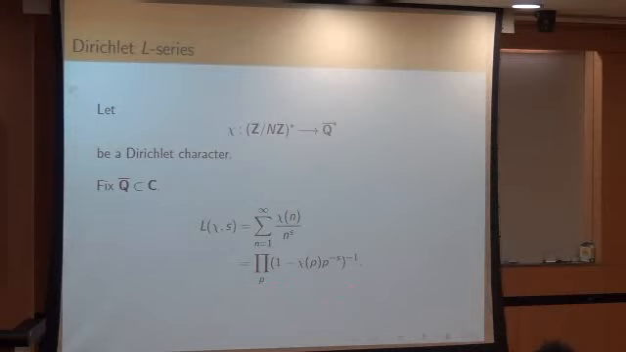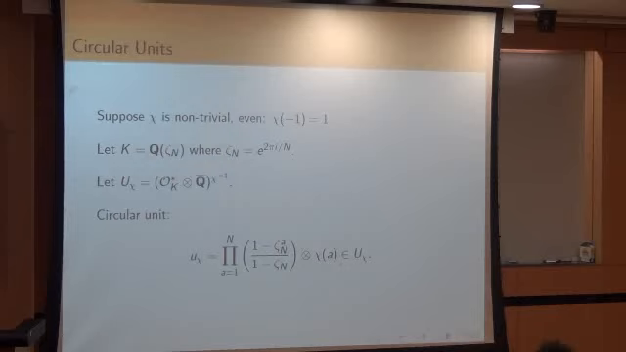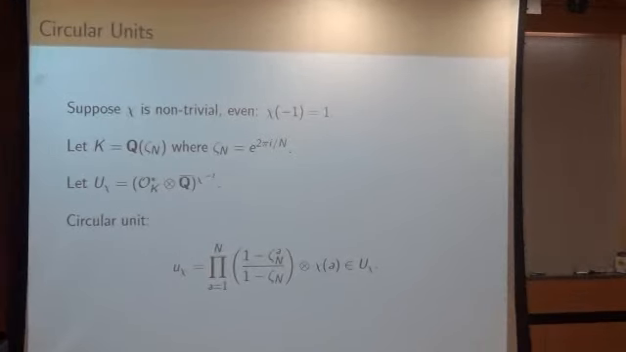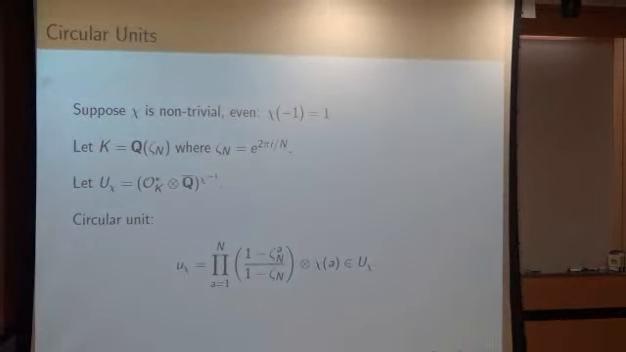Okay, so now we have a special value formula for the leading term of this L-series at s equals 0 and s equals 1. For now, let's assume that chi is a non-trivial even character, which means that chi(-1) is 1, but chi is not identically 1. And if you consider the cyclotomic field of nth roots of unity, then we define this circular unit, which is just in the unit group of this cyclotomic field.